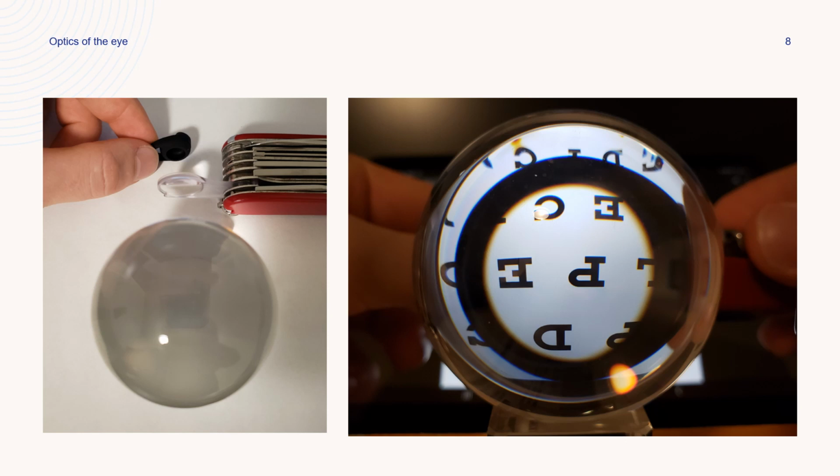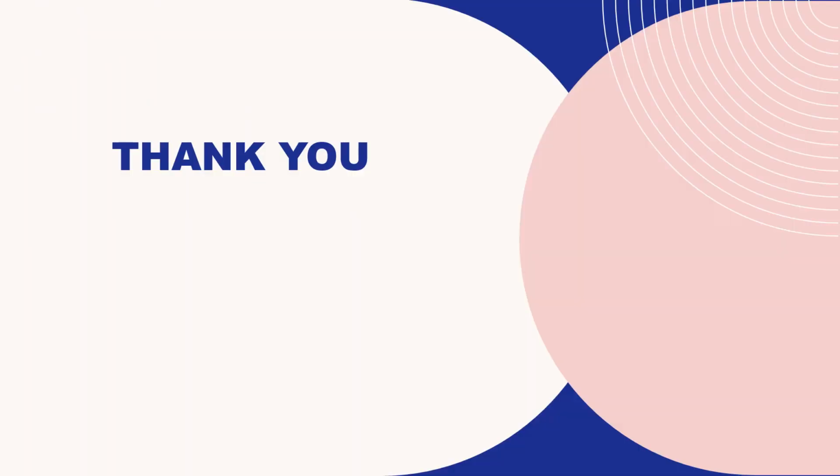Optical aberrations can be seen around the edge of the pupil in the form of blurring and discoloration. That concludes my presentation.